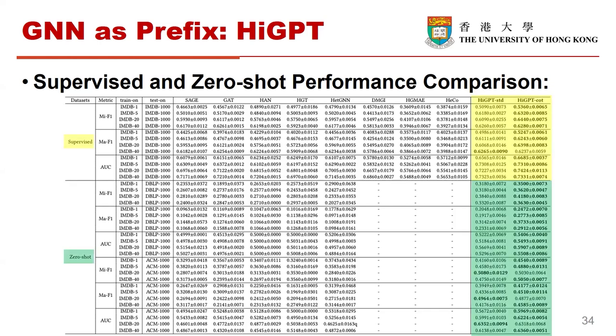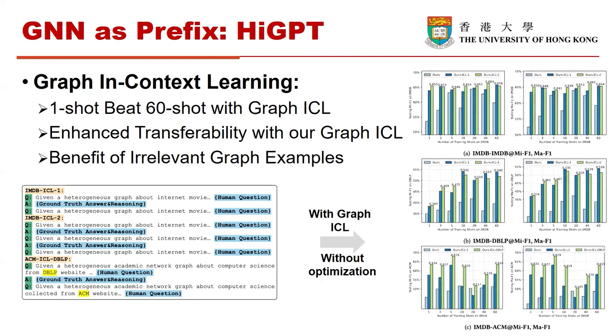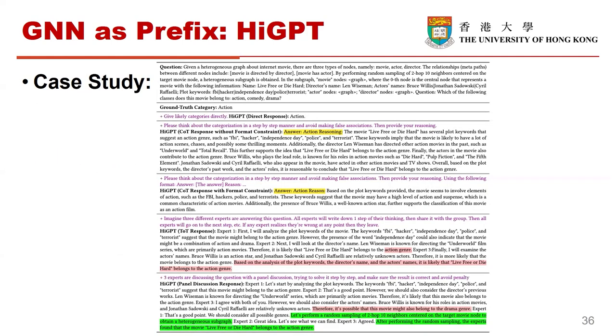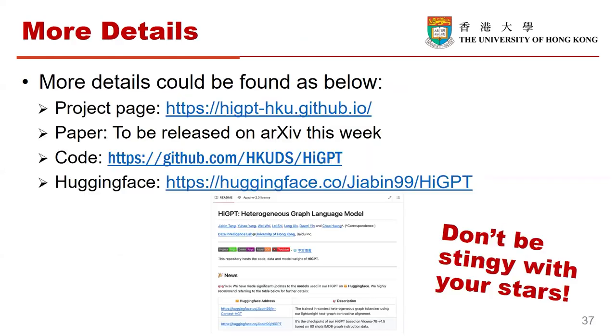Supervised setting, and there is the zero-shot setting. And we also conduct the graph in-context learning. We have three observations on the graph in-context learning techniques, and we found that one-shot GPT could beat six-shot with our graph in-context learning techniques. And this is a case study. More details can be found on our homepage.